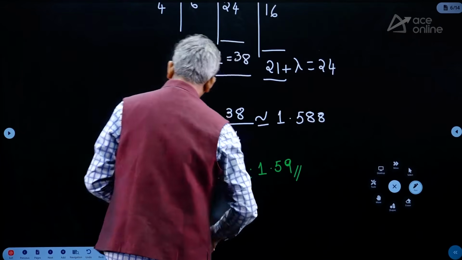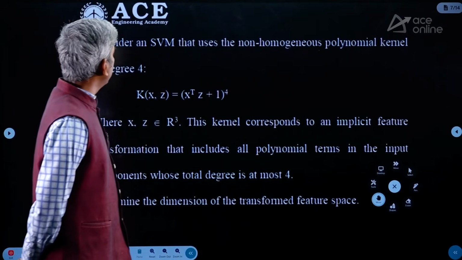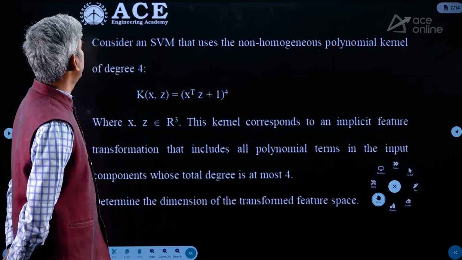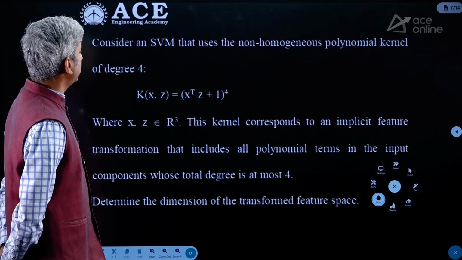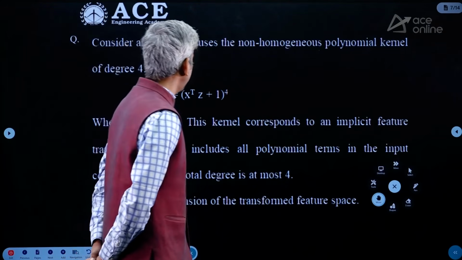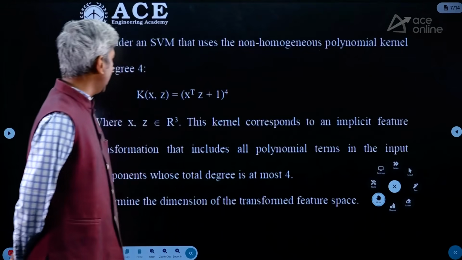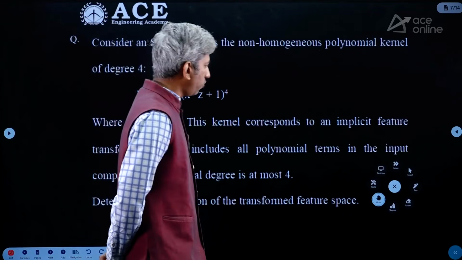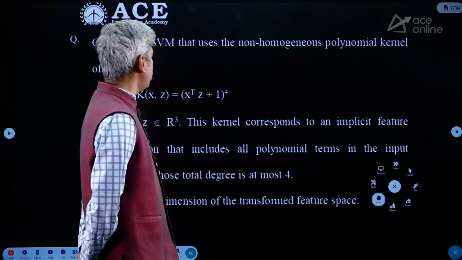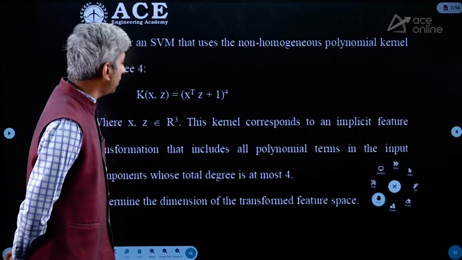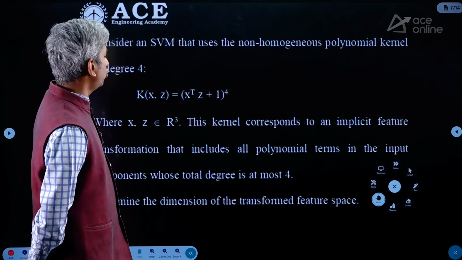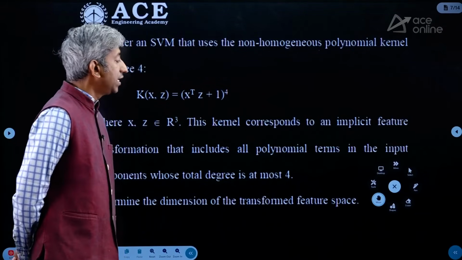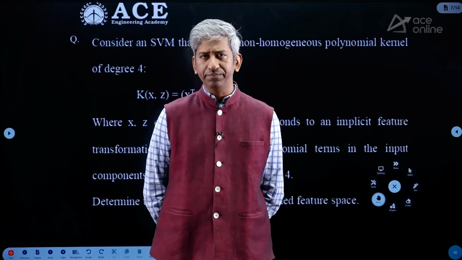The given question is, consider an SVM that uses the non-homogeneous polynomial kernel of degree 4. Kernel of x comma z is equal to x transpose z plus 1 to the power 4, where x comma z belongs to R3 space. This kernel corresponds to an implicit feature transformation that includes all polynomial terms in the input components whose total degree is at most 4. Determine the dimension of the transformed feature space.